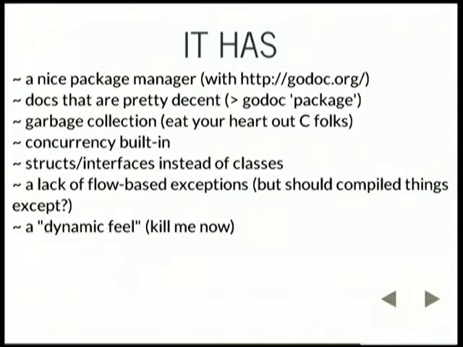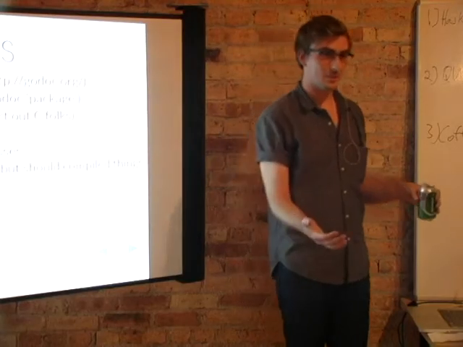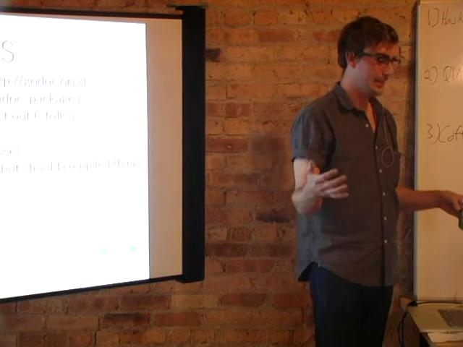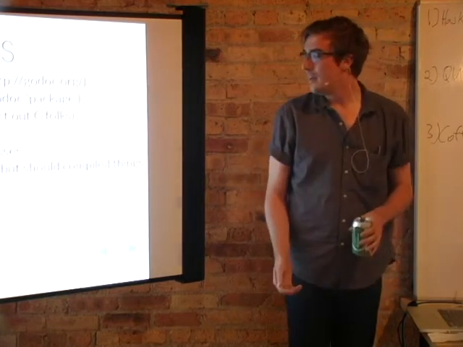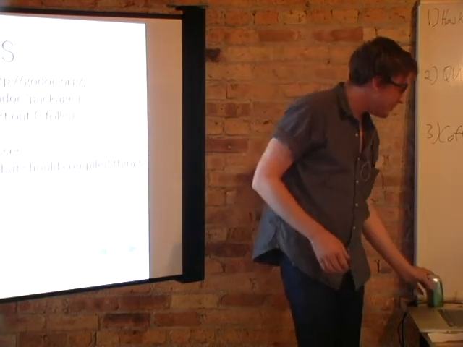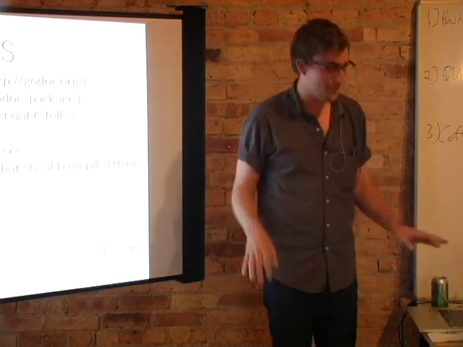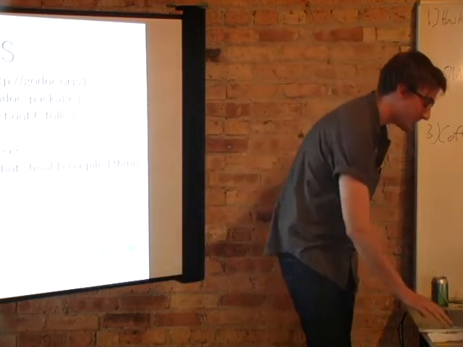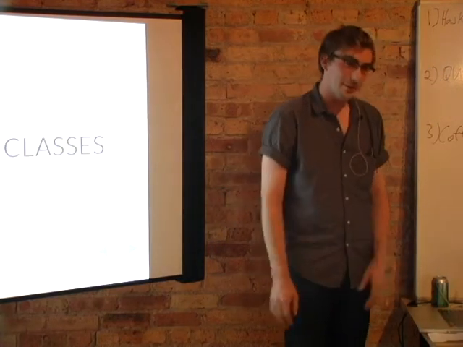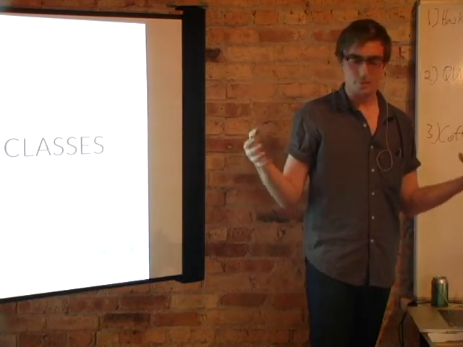And another thing that I think Python folk are going to complain about a little bit is there's no flow-based exceptions. I mean, if you're compiling something, there shouldn't be an exceptional case. You should have everything there for you, waiting for you. And people describe it as having a dynamic feel. So cool, but use it, and then you can make the choice for yourself, I guess. But, you know, people want classes.